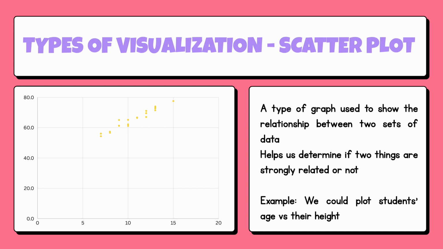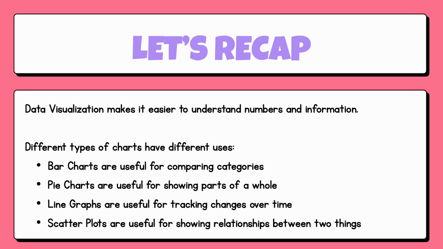Now let's recap. Data visualization makes it easier to understand numbers and information. Different types of charts have different uses. Bar charts are useful for comparing categories. Pie charts are useful for showing parts of a whole. Line graphs are useful for tracking changes over time. And scatter plots are useful for showing relationships between two things.